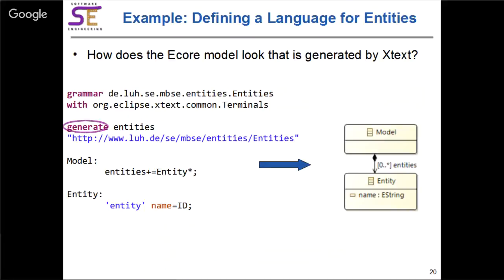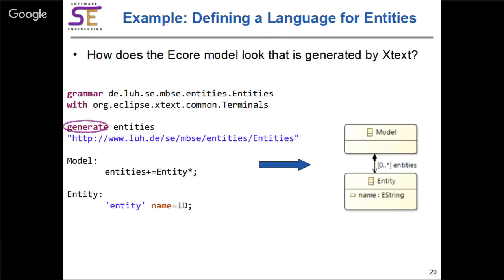And that's exactly what gets generated. If we look at the model, and if we were to create a diagram for it, it would look like this. Model, and then there's a reference, a containment reference actually, to an entity class, and we can have 0 or many entities in the model, and the entity has a name. Exactly what we said, or what I said we expected.